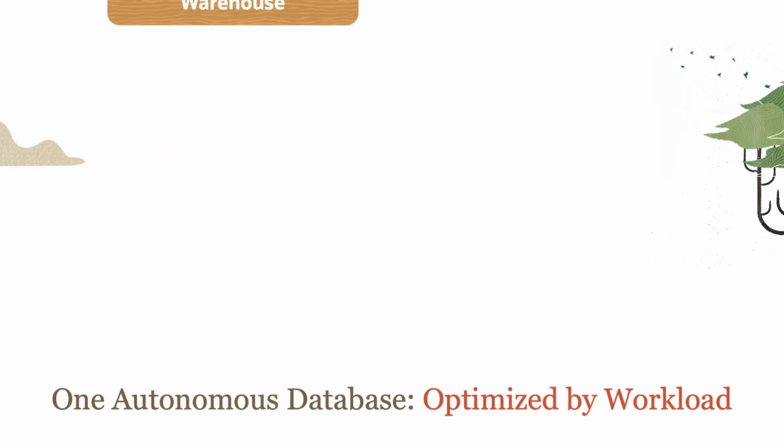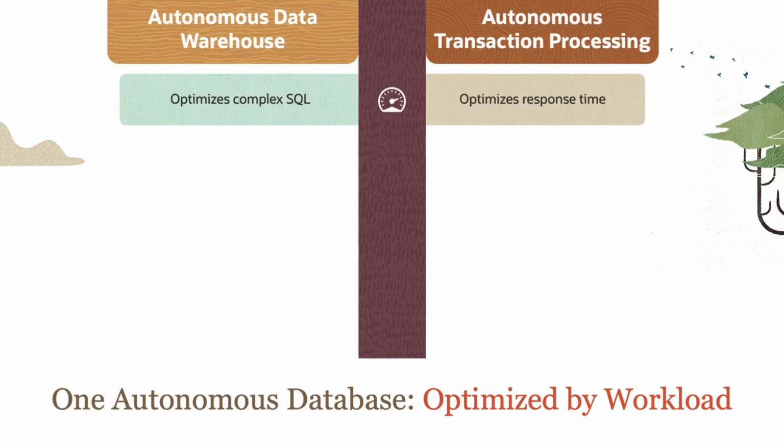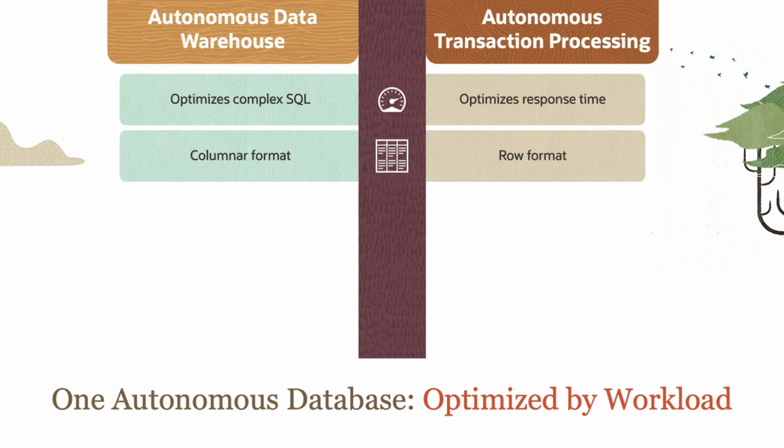Let's take a look into the workload optimization capabilities built into Autonomous Database for the two different workload types. ADW or Autonomous Data Warehouse optimizes the execution of complex analytical SQLs, whereas Autonomous Transaction Processing or ATP optimizes the transactional queries execution to deliver faster response time and higher throughput. The data storage for each type of workload plays a key role in delivering high performance.